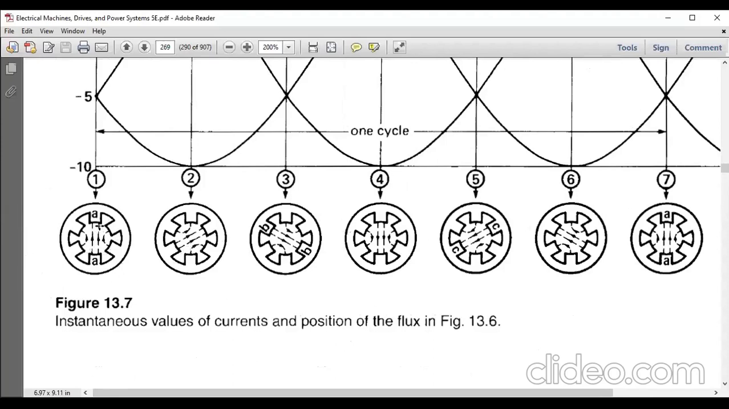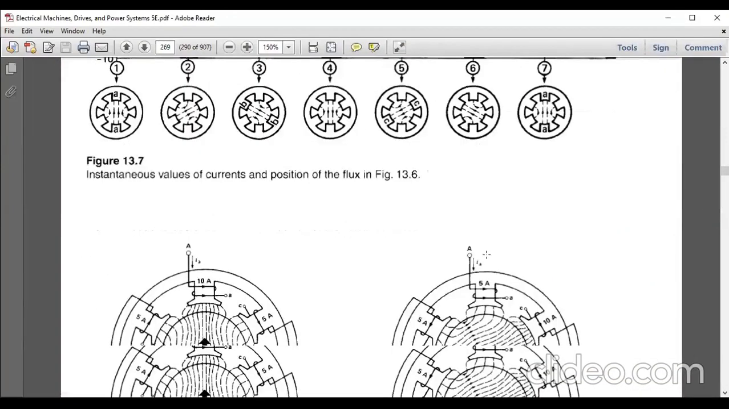You can see phase A for positions 1 and 2. For positions 3 and 4, you can see phase B. For positions 5 and 6, you can see phase C, C dash. And again, at position 7, you can see A. So likewise, the cycle continues.